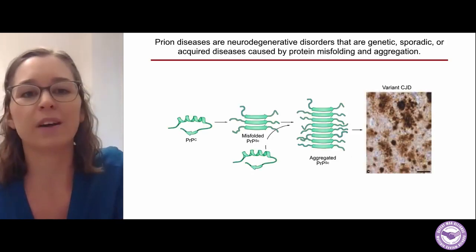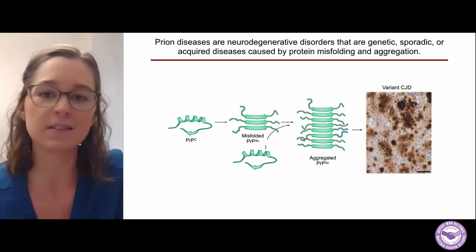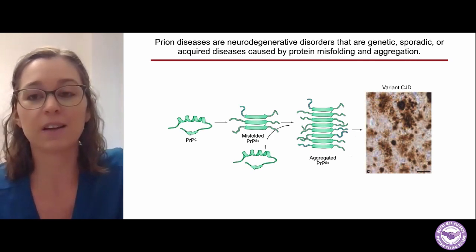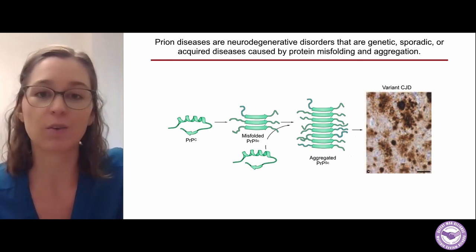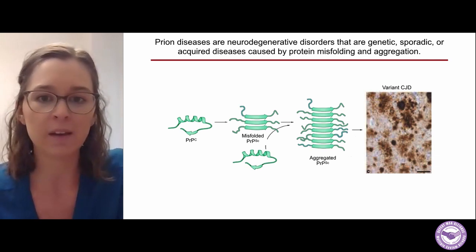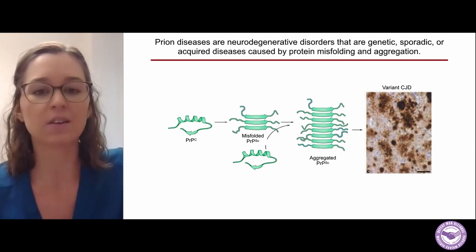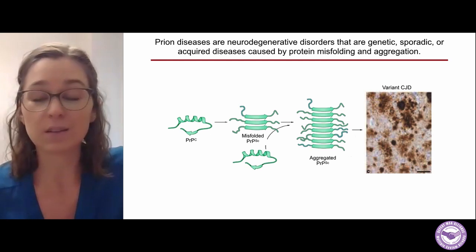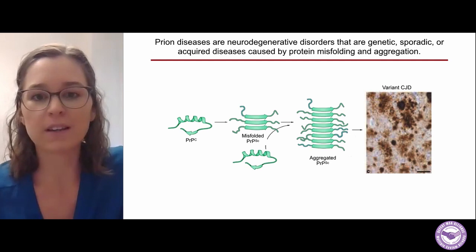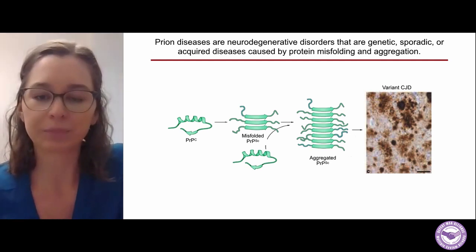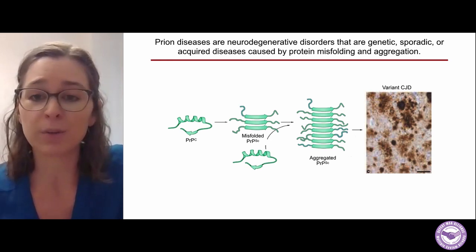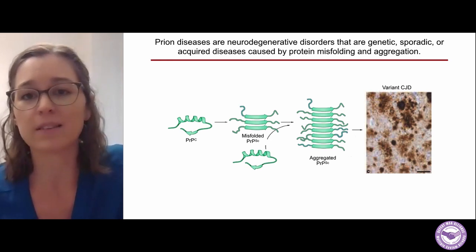I'd like to begin by providing a little bit of background on prion diseases for those who aren't as familiar with them. They're neurodegenerative disorders that are genetic, sporadic, or acquired diseases caused by protein misfolding and aggregation in the brain. The cellular form, PrPC, the prion protein, is high in alpha helices, and it can misfold into a stacked sheet structure. This misfolded structure can then pile on top of each other to form a fibril or an aggregate that can then deposit in the brain.